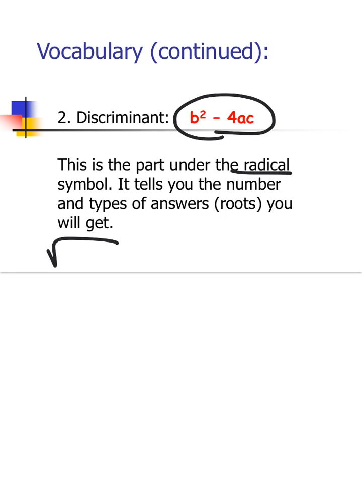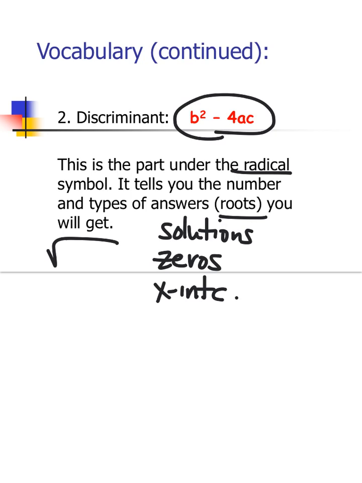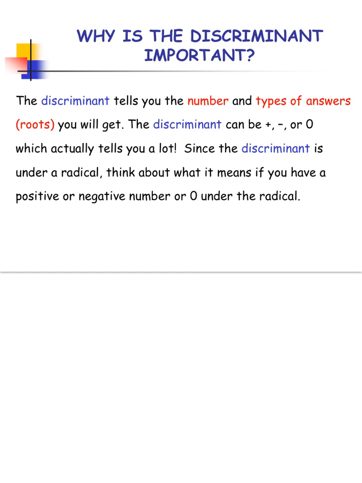As a review, please remember that answers can be called roots, solutions, zeros, and they can also be called the x-intercepts of the equation. Why is the discriminant important? It's important because it tells you the number and types of answers that you will get.